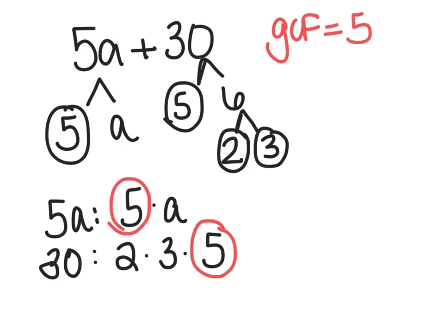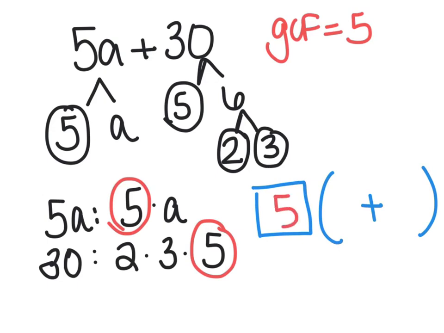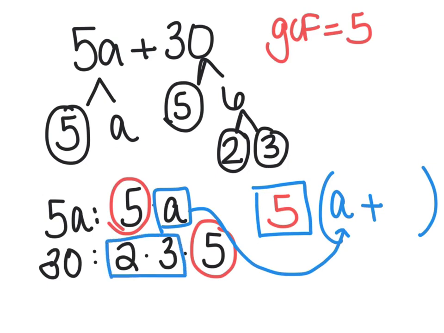That means that I'm going to take my factored form and place 5 on the outside of my parentheses. And what am I left with? So this is what's really nice about using this method. I'm left with a, and a is going to fall right into the first part of my parentheses. And in 30, I'm left with 2 times 3, which is 6.